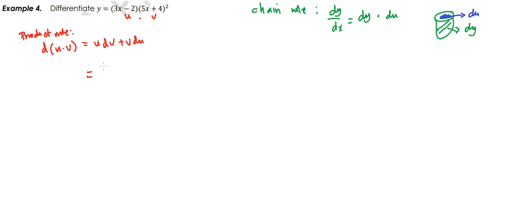u, which is 3x minus 2, times yung dv natin. No? So, we're going to derive yung ating v, which is 5x plus 4 squared, plus yung ating v, copy natin, 5x plus 4 squared. Then, we're going to derive our u, which is 3x minus 2.